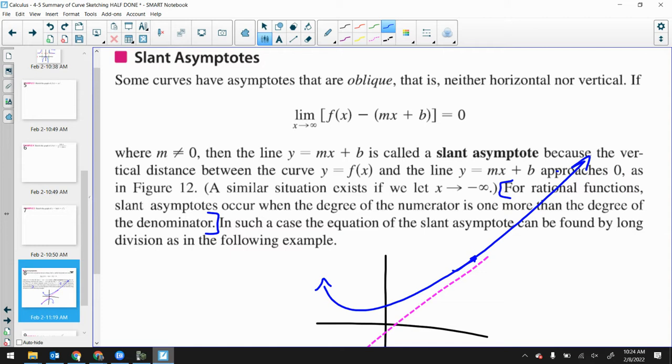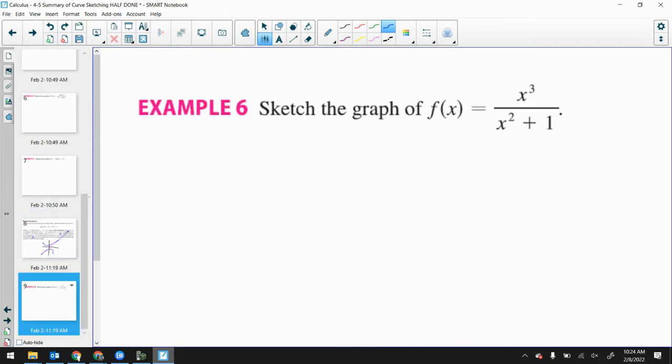In such a case, the equation of the slant asymptote can be found by long division. Long division. That's how we find it. I know, it seems weird, but we actually have to do long division of polynomials to find what the slant asymptote comes out to be. So, throwback time. Let's do some long division: x to the third over x squared plus 1.